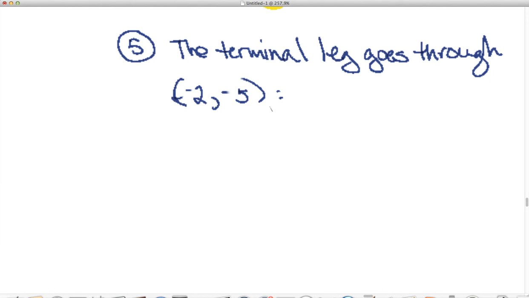So here we have a terminal leg going through -2, -5. So again, we're going to draw a coordinate system. -2 in the x direction would be over here, and then -5 would put us in this quadrant. Draw a line going through it, back to the x-axis always. That's negative, that's negative.